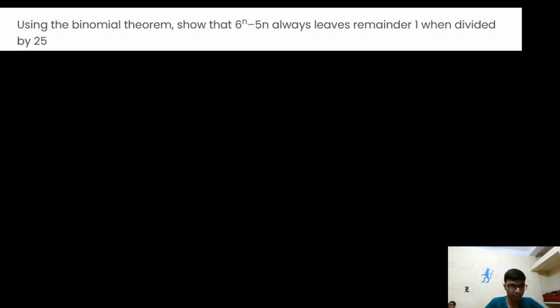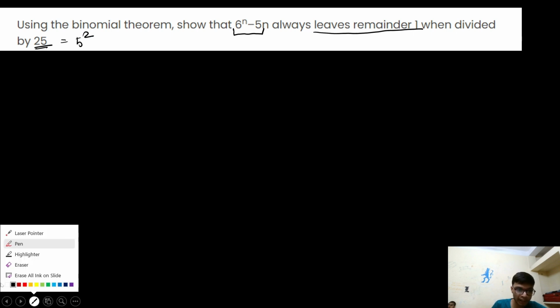All right, so let me start with a very important and simple question in this lecture. This particular question says that using binomial theorem, you have to show that the given relation 6^n - 5n always leaves a remainder of 1 when divided by 25. So 25 can be written as 5 square. Okay, so we have to use binomial theorem.